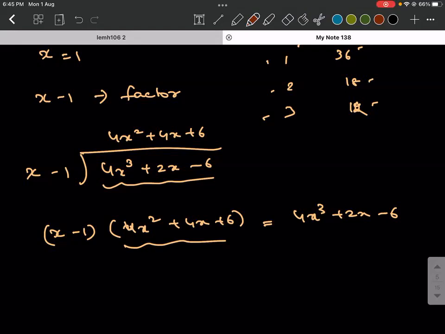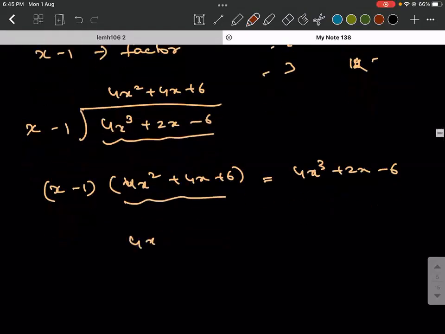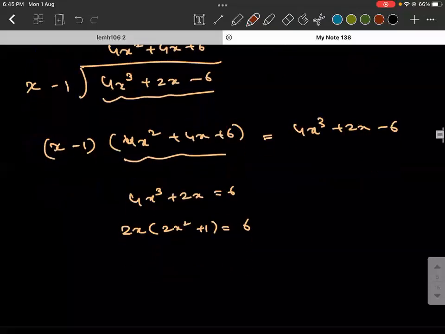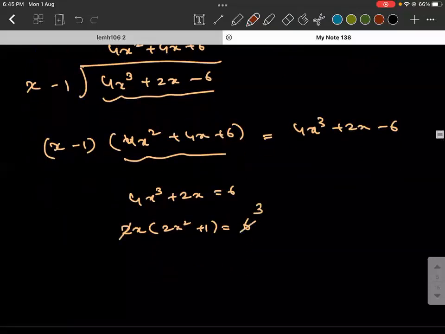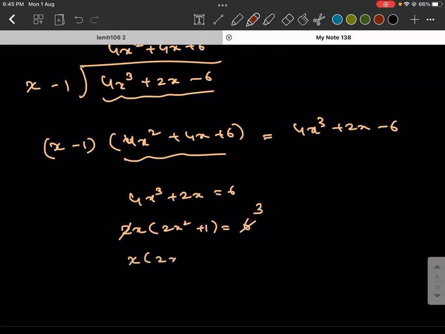Okay. What did you do? You took 4x cube plus 2x is equal to 6. Then? Okay. x into 2x square plus 1 is 3. What will you do with this?